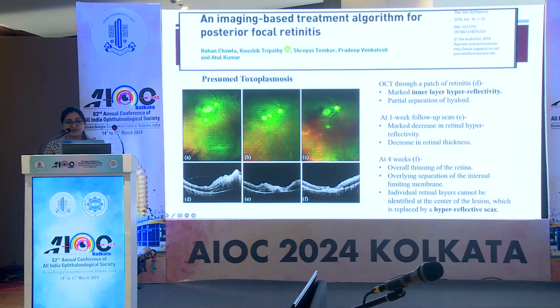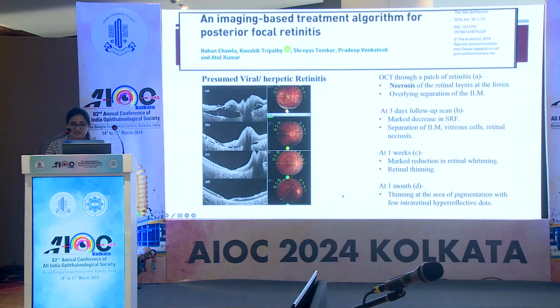So this was a case of presumed toxoplasmosis, and when they performed an OCT initially at presentation, we can see a marked inner layer hyperreflectivity with partial separation of the hyaloid. With time, at 1 week follow-up, there was a decrease in the retinal hyperreflectivity as well as a decrease in the retinal thickness. And at 4 weeks, the area of pigmentation was replaced by a hyperreflective scar. This area where there was hyperreflectivity was now replaced by a hyperreflective scar.